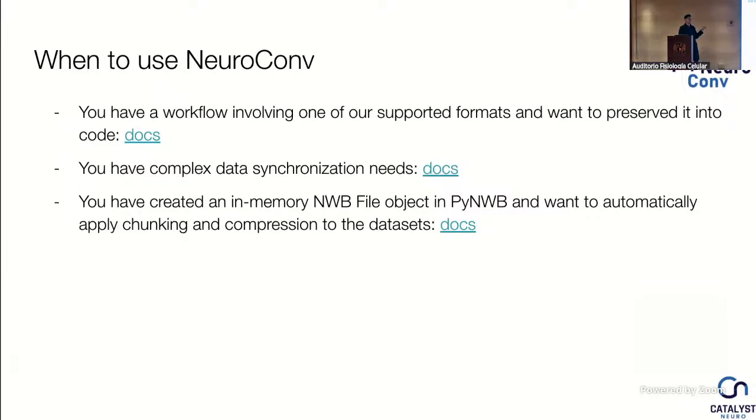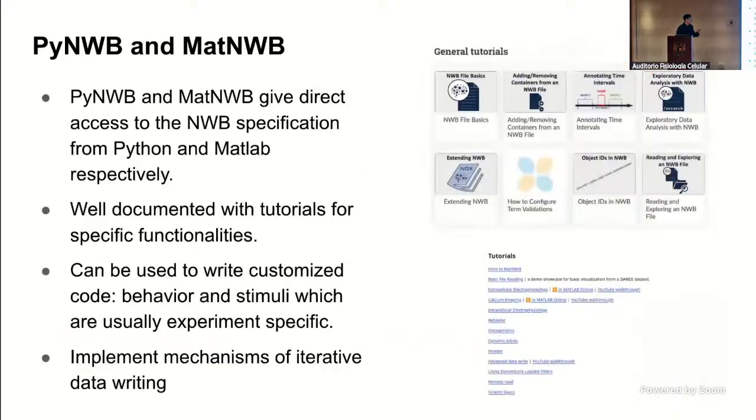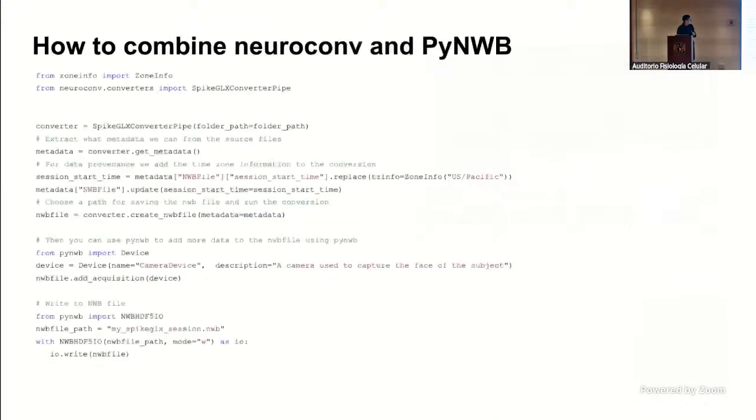When you will not use it is, I think Ben was mentioning earlier, you may have some metadata that is very specific to what you're doing, some trial information, for example, or epochs, if you have a training period and test period, some quiet or sleeping period, you may need to add that with the low-level tools, which is PyNWB. So let me jump to that. PyNWB and MatNWB are the low-level tools that give you access to the specification. They're very well documented, and as we were mentioning before, they can be used to write customized code. So let me show you how that looks.